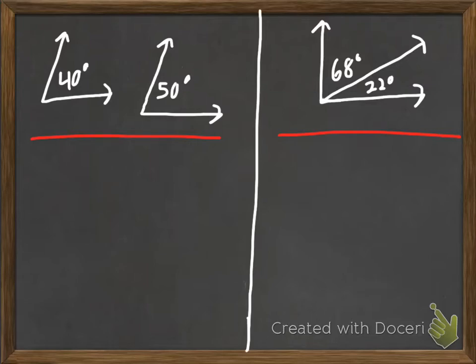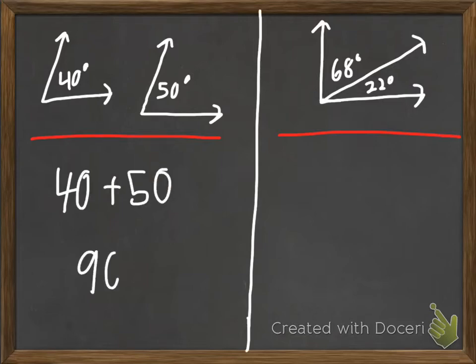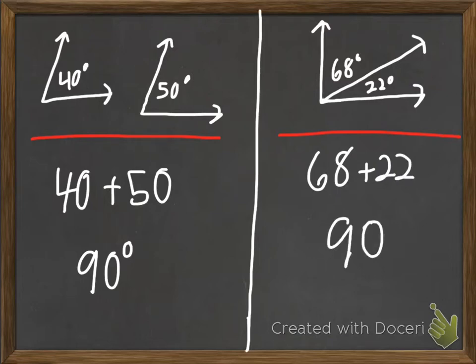After some discussion, I hope that you see that if we add these two angle measures together, this 40 plus 50, we get 90. And the same thing happens over here. 68 plus 22 is 90. So both of these add up to equal 90 degrees.